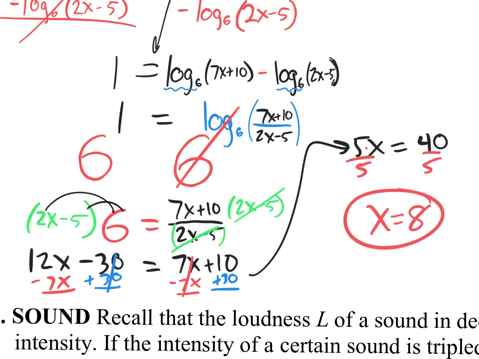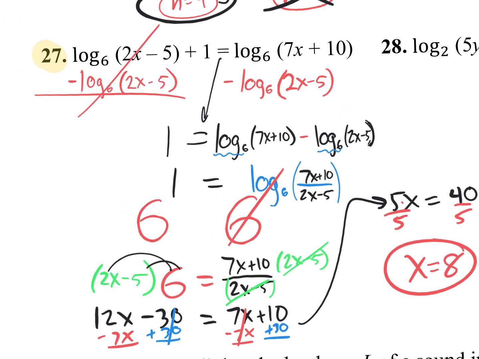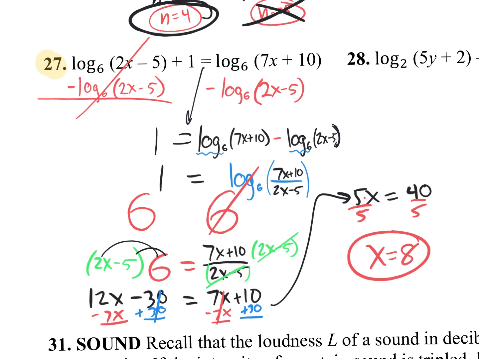But make sure that when you plug in that x value of 8, you don't end up with 0 or negative, which you don't. 2 times 8, 16. 16 minus 5 is positive. 8 times 7 is 56 plus 10 is positive. That is our answer for number 27. Fun stuff.